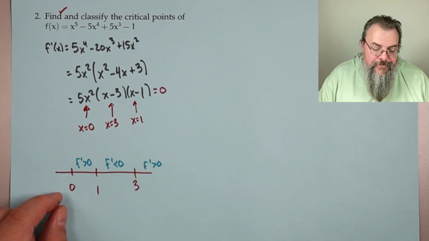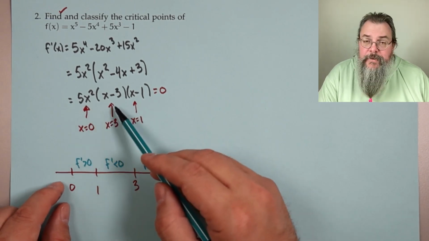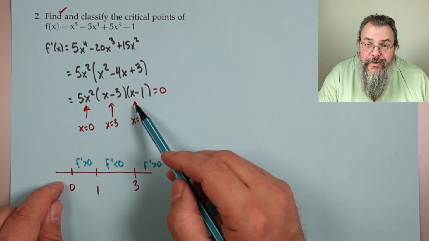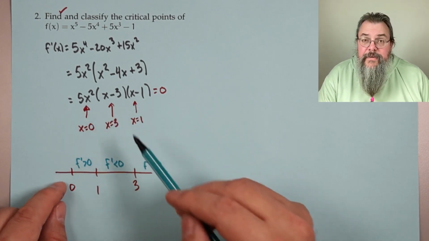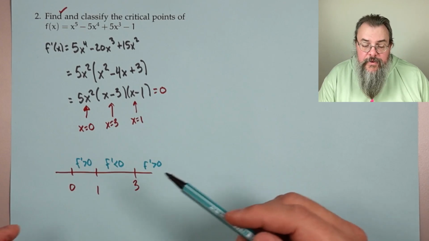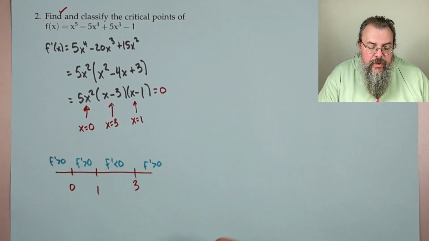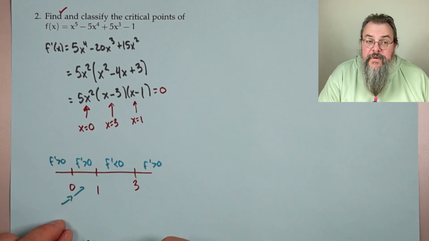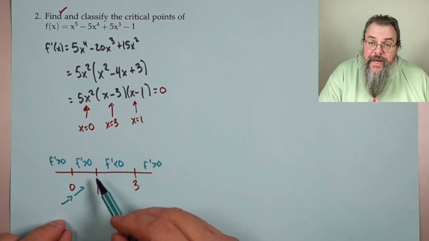How about negative 1? All right, negative 1 squared, positive. Negative 1 minus 3, negative. Negative 1 minus 1, also negative. So we have positive, negative, negative, and that means we're still positive. Okay. So what's happening? At 0, before we're going up, afterwards we're going up. All right, well, we'll come back to that.